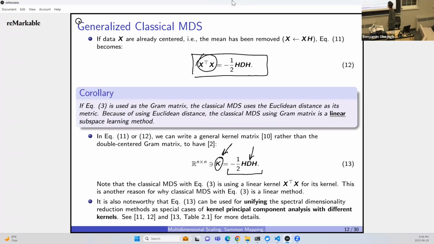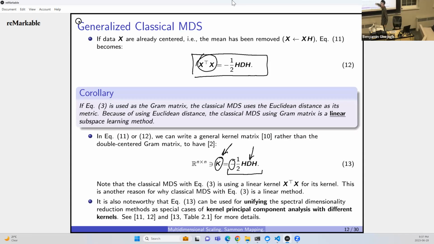Interesting. Why? Because a kernel is a measure of similarity, an inner product. The left-hand side in equation 13 is similarity, the right-hand side is distance. Of course, intuitively you also understand there must be a relation between similarity and distance, because the more similar two points are, the less distance they have. And I think this minus is because of their inverse relation. Interesting.